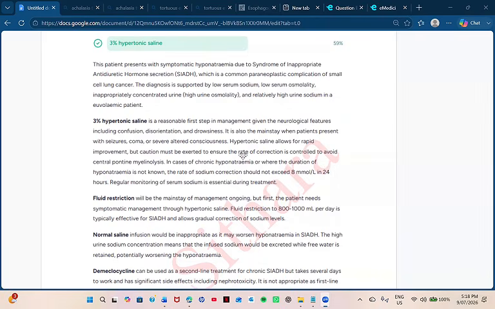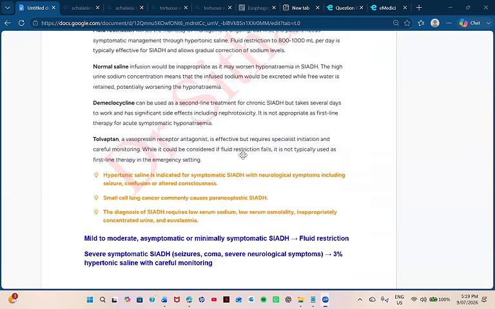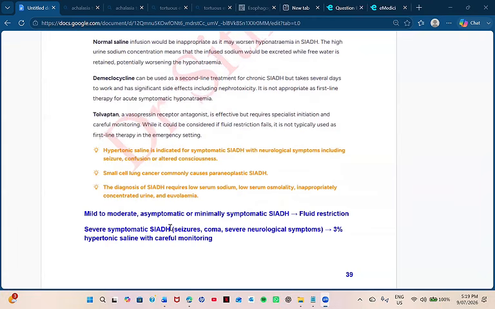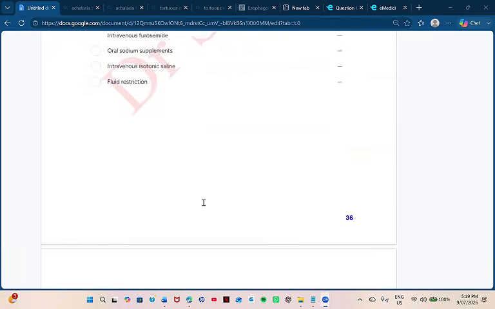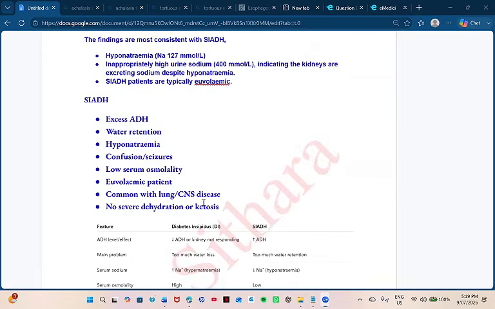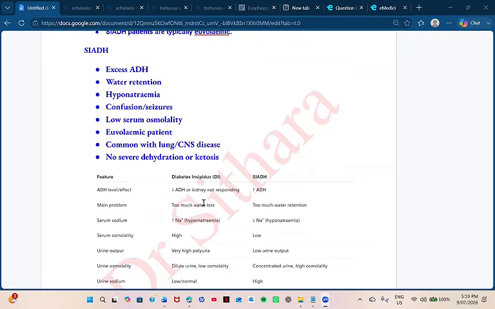So remember, you have two things. Mild, moderate, asymptomatic, or minimally symptomatic SIADH: fluid restriction. Severe symptoms, or if the sodium level is less than 120: 3% hypertonic saline with careful monitoring, right? So that's the general idea. Now tell me, what is this SIADH? What is happening in here, doctors?